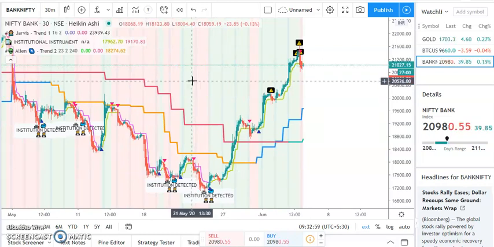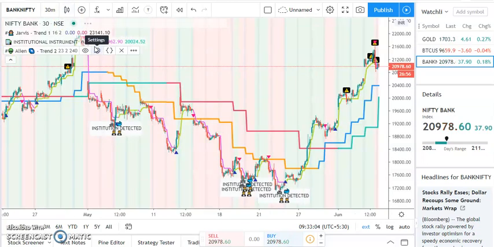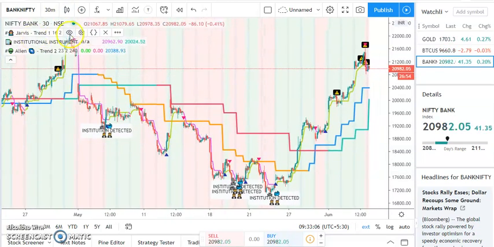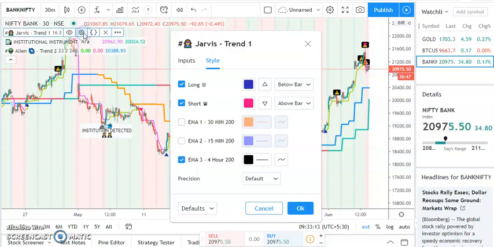If you want to see how the candle is moving, then you can go for normal candles. That's the first step. Second step, apply all three indicators. Third step, go to Jarvis, put long and short.